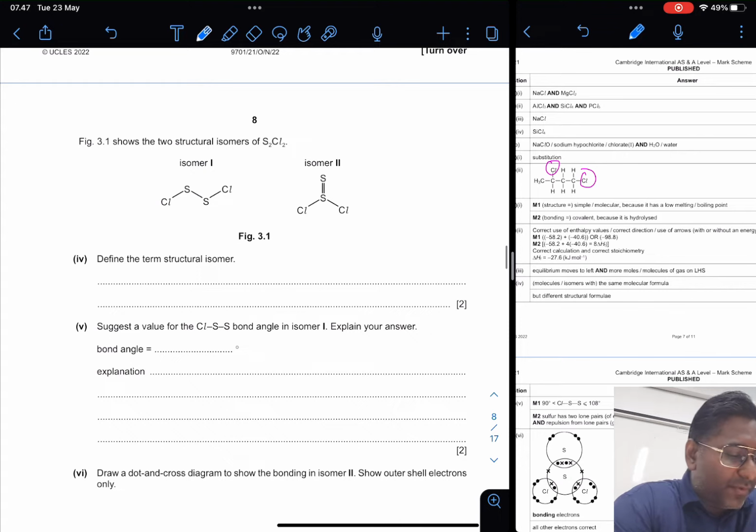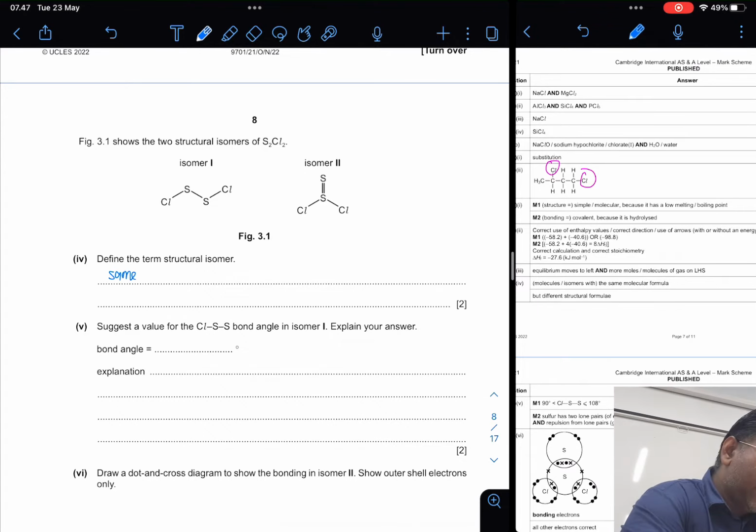So let's move on further. Now they say figure 3.1 shows 2 structural isomers of S2Cl2. So you have 2 structures. Define the term structural isomer. So structural isomer is going to be molecules that have the same molecular formula but different structural formula.